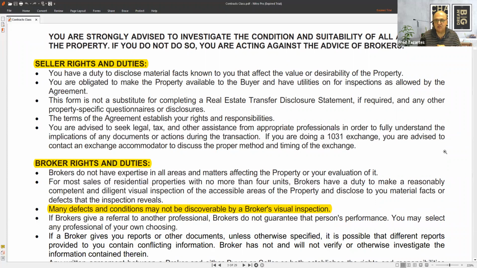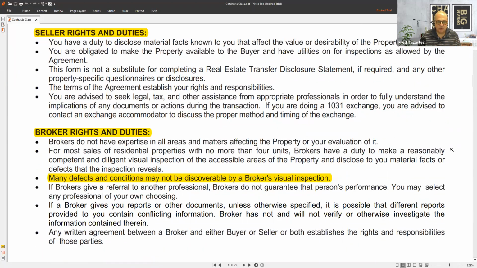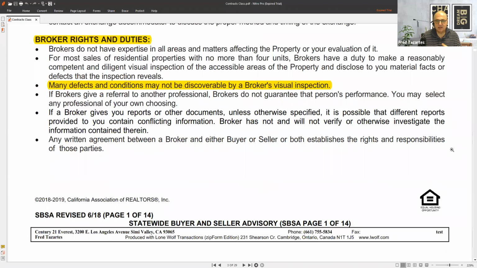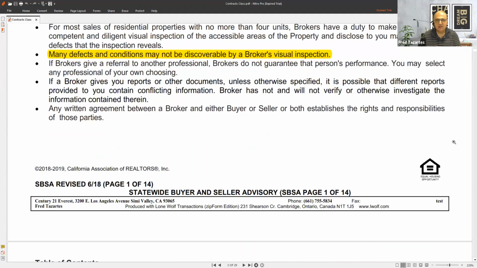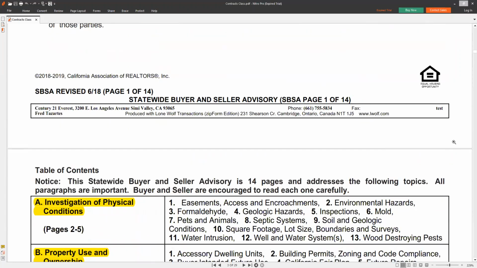We as agents do what's called an AVID, which we went through before. Again, that is just a visual inspection. We are not experts. We're not going to go on the roof. We're not going to inspect the water heater or the air conditioning unit. We are just doing a visual inspection to see what we note. Any questions on that page? All right. We're good. Moving forward.